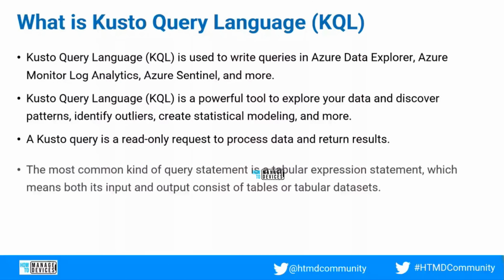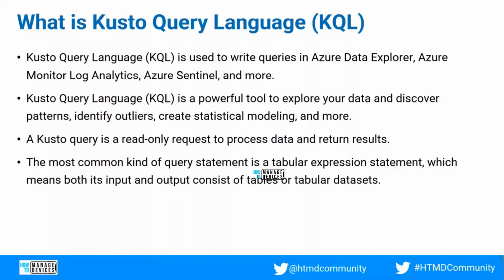The next point is that the most common kind of query statement is a tabular expression statement. What does that mean? If you're good with queries, especially SQL, it's relatable. Whatever you feed in and whatever you get from KQL through device query is in tabular form. The input will be tabular, and the output will also be tabular. The most common kind of query statement is the tabular expression statement, which means that both input and output consist of tables or tabular datasets. Hope that makes sense again.